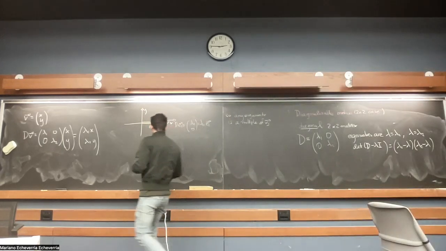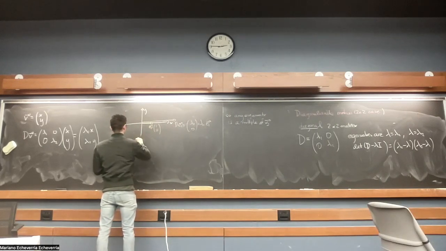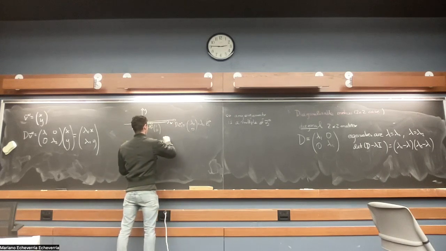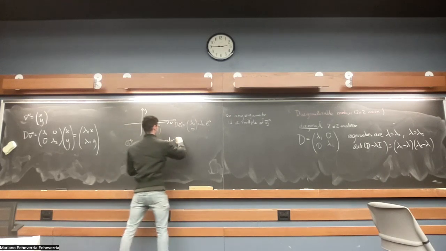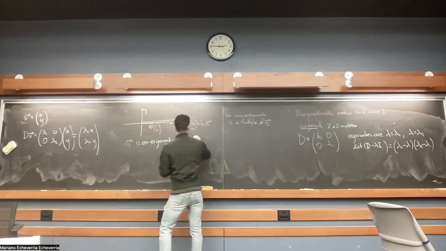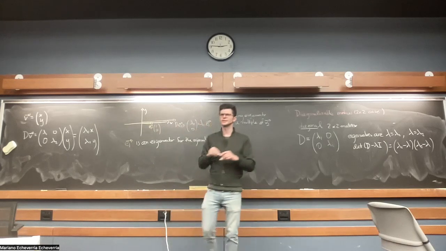So let me write that down. e1 is an eigenvector for the eigenvalue lambda 1. Is that making sense?